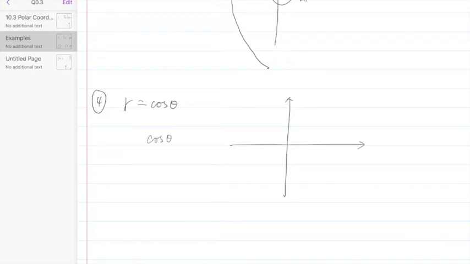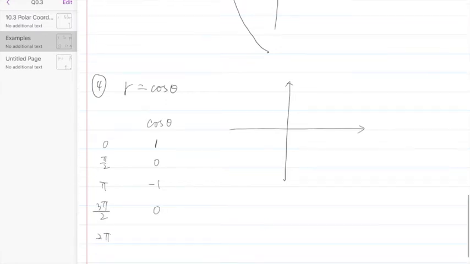Here are the cases. You do know several special points of cosine theta. So let's write it down. At 0, it's 1. At pi over 2, it's 0. At pi, it's negative 1. And at 3 pi over 2, it's 0. And then at 2 pi, it becomes 1 again, completing one cycle. Let's try to draw it period by period.